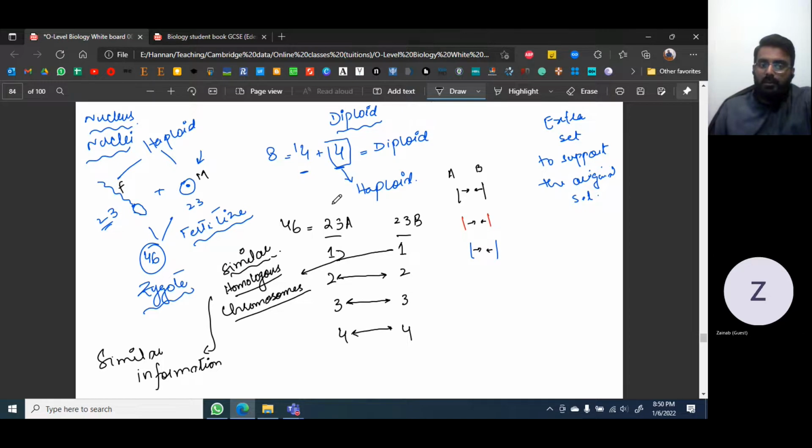Now, coming to the proper point, this set 23A from father, and this set was given to us by our mother. The set coming from our father has the chromosome number 1 that would be containing the similar information that is given to us by our mother. So the chromosomes of father would be homologous to the chromosomes of mother.